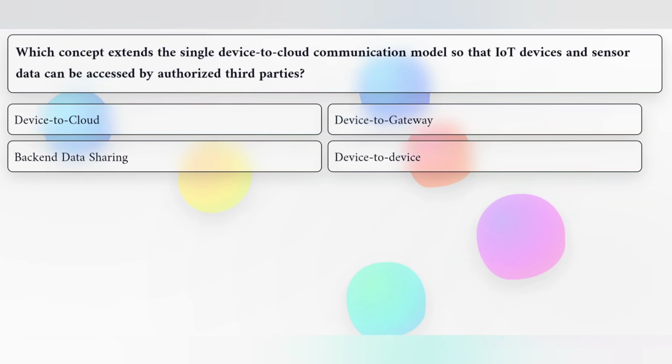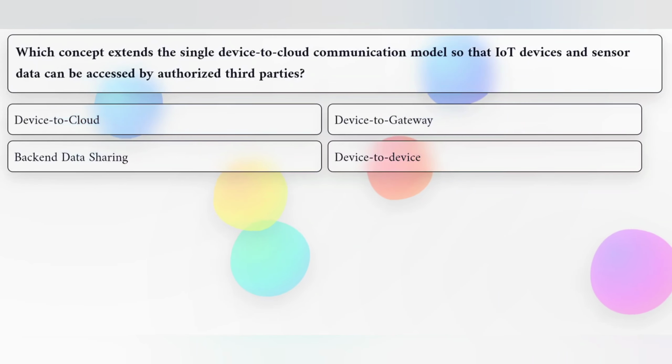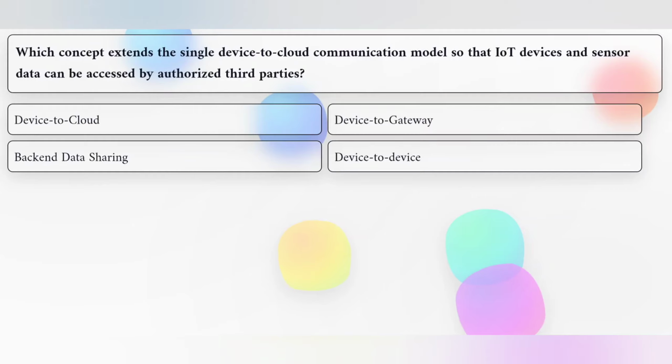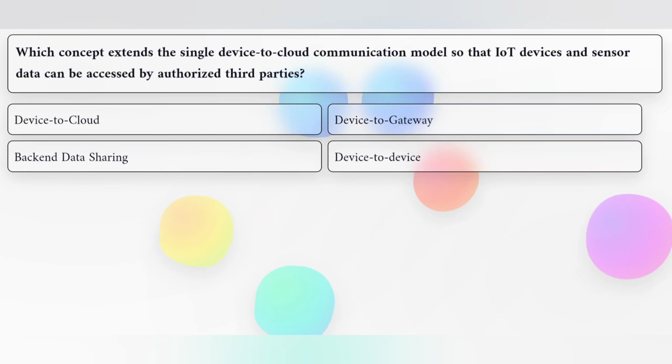Which concept extends the single device to cloud communication model so that IoT devices and sensor data can be accessed by authorized third parties? Device to cloud, device to gateway, backend data sharing, device to device.